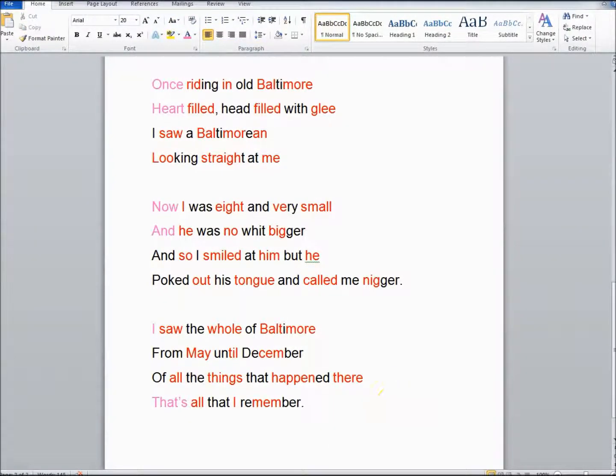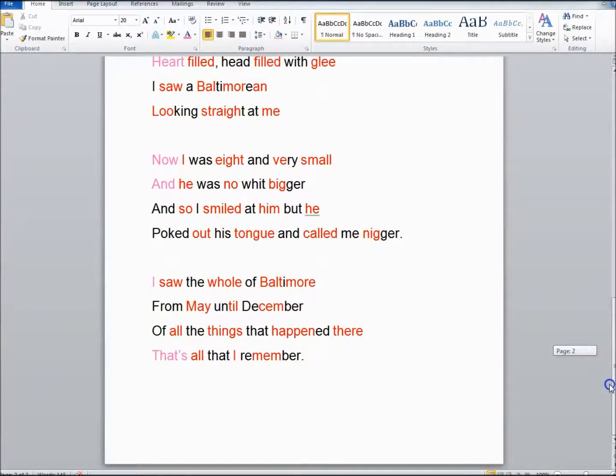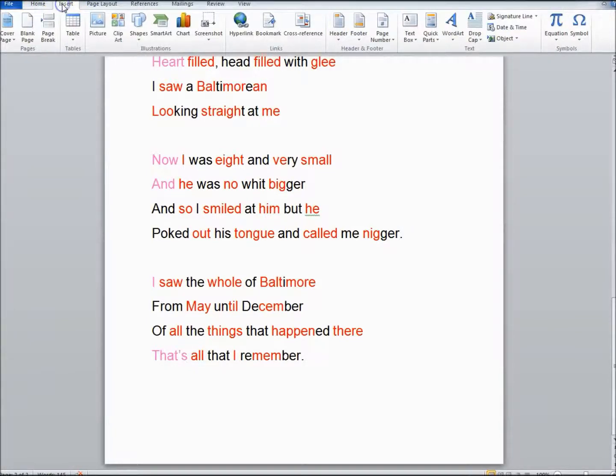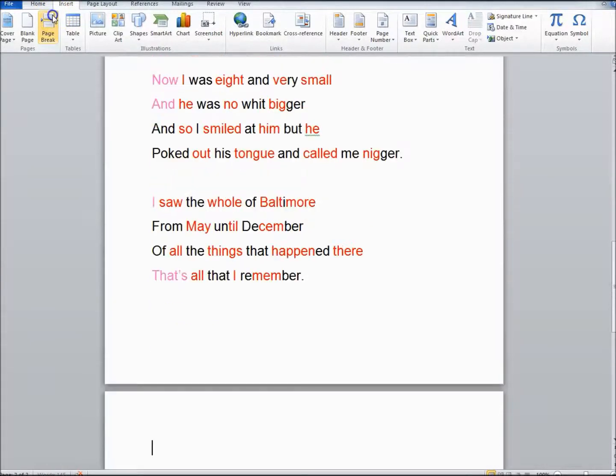Now, another way that I could read the emphases on this last line of the second stanza would be, but he poked out his tongue and called me N-word. So there's uncertainty there. And in fact, this is the most diverse line in terms of rhythm in the whole poem. And then we look at the next stanza, and we see that you have the least interesting rhythm, the least complex rhythm in the whole poem.